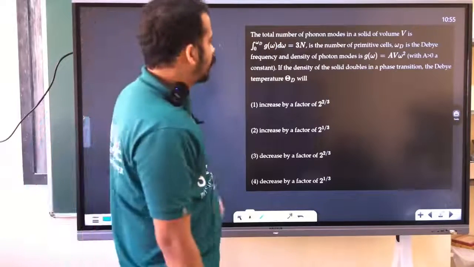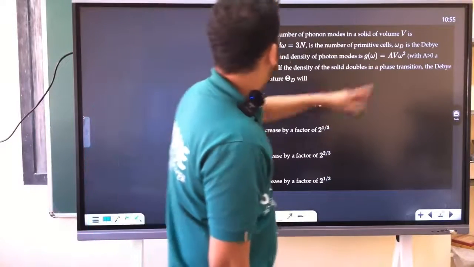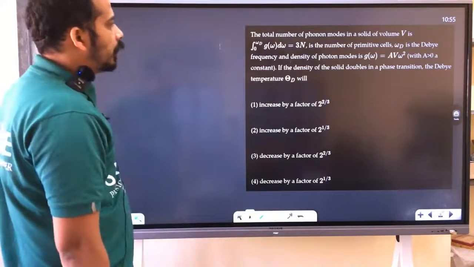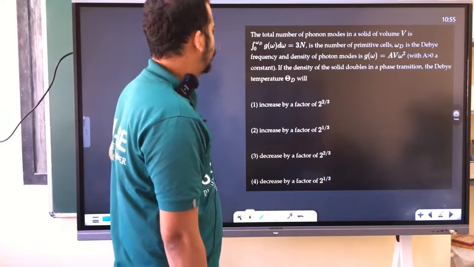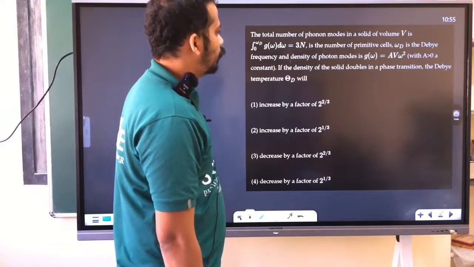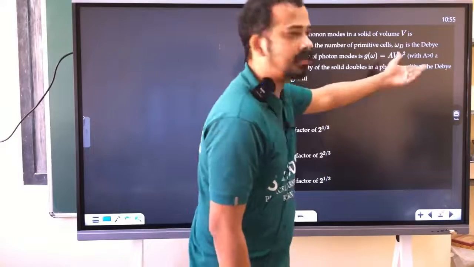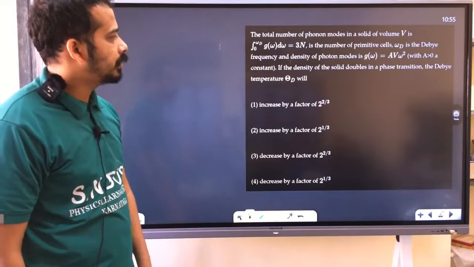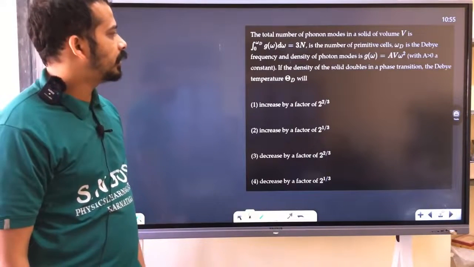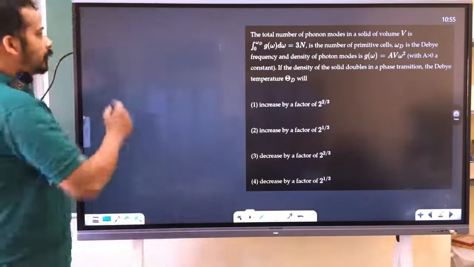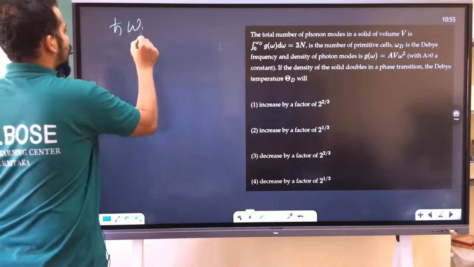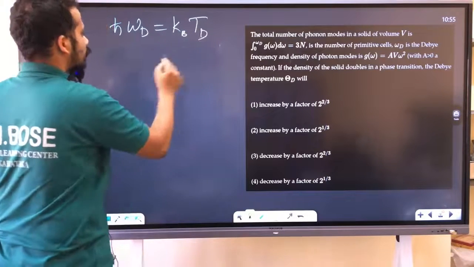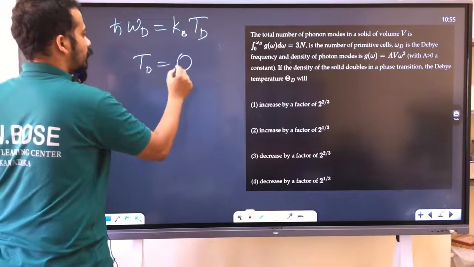So, the Debye frequency. What is asked is the number of primitive cells, omega d is the Debye frequency, and the density of phonon modes g of omega is also given. What you need: if the density of the solid doubles in a phase transition, then the Debye temperature is... How do you define Debye temperature? h bar omega d you have to read as kb into TD. This TD we write as theta D.